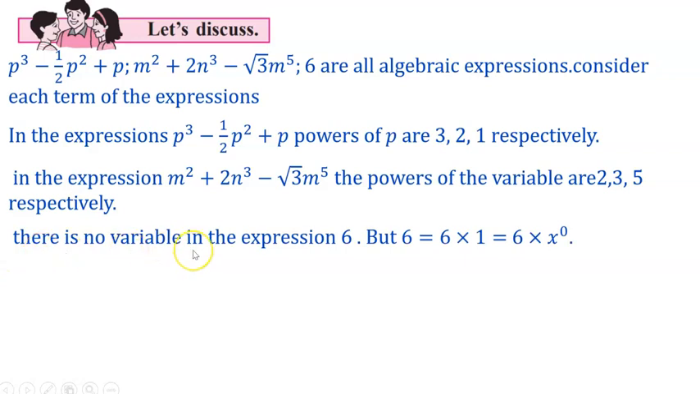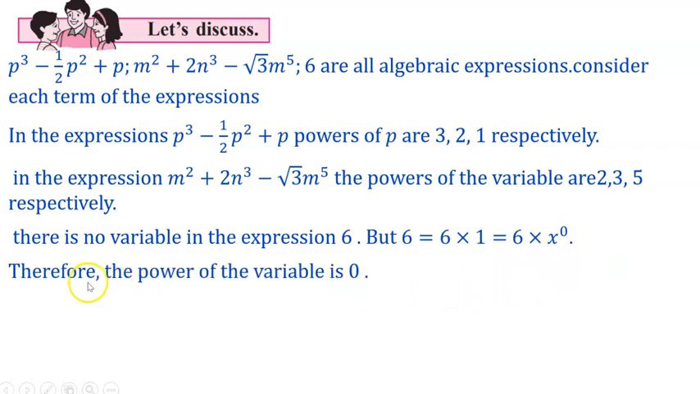There is no variable in the expression 6, but we can write 6 as 6 into 1, which is equal to 6 into x raised to 0. Any number raised to 0 is 1, and therefore we can write it like this, 6 into x raised to 0, and therefore the power of the variable is 0.